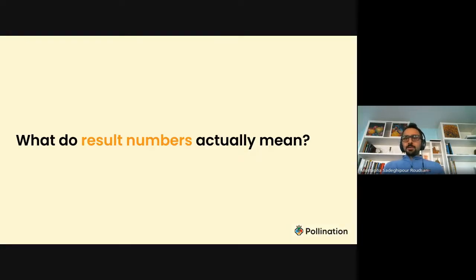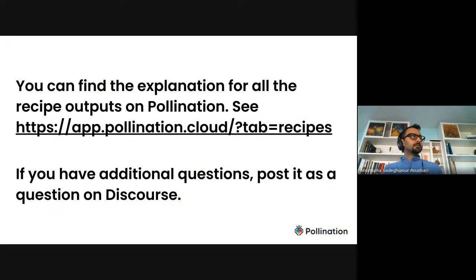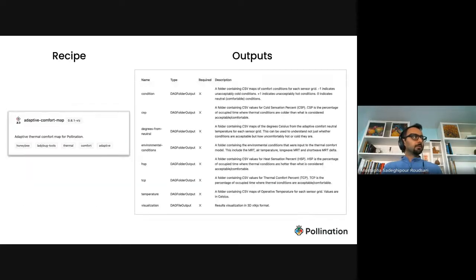What do result numbers actually mean? Very good question. For this one, it depends on the recipe. Every recipe has different outputs, and you can find all of them if you go to the recipes tab. For every output, there is an explanation. If you have extra questions, you can post them as a question in Discourse, and if the recipe is something that we have written, which so far is ours, we will be happy to provide more information.